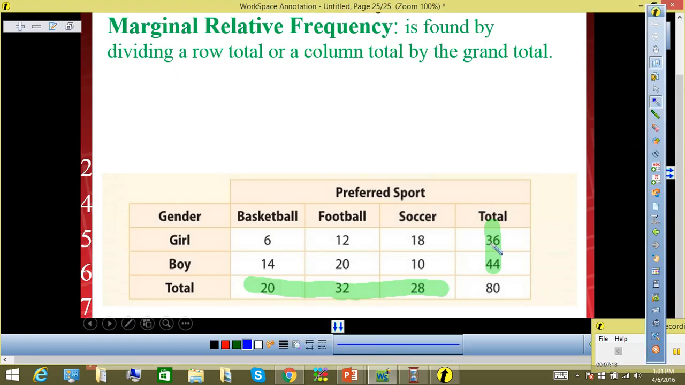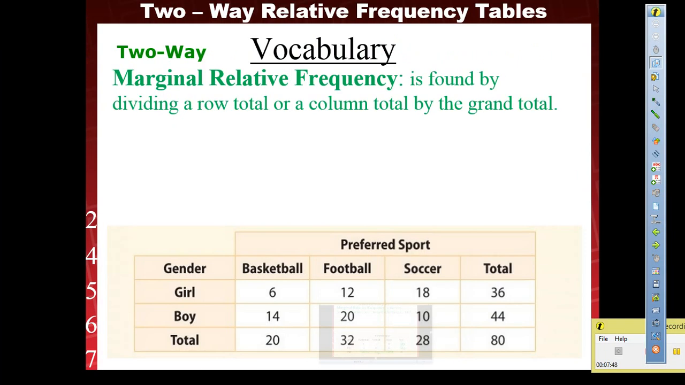To find the relative frequency of the marginal part, known as marginal relative frequency, we do this. 36 over 80, 44 over 80, 20 over 80, 32 over 80, and 28 over 80. Fairly simple? That's what we call marginal relative frequency, and it should look like this once you have your fractions with decimals. There it is, and there it is. Are we there so far?